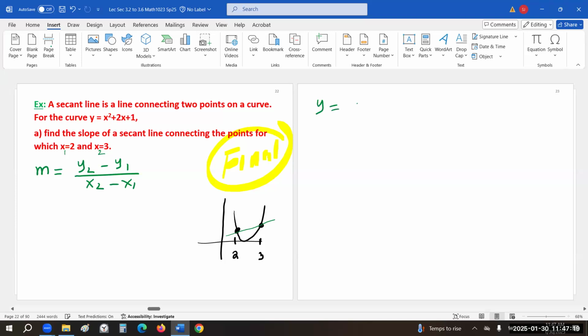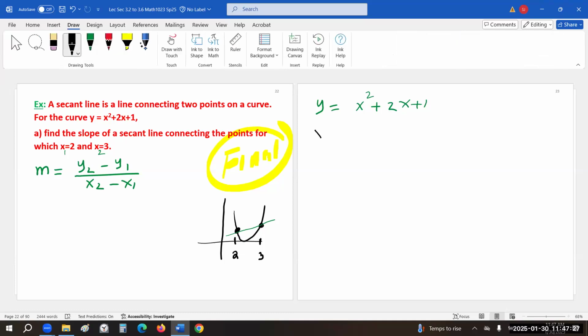Our y is x squared plus 2x plus 1. They're telling us our x1 is 2. That means we can find y1 from there. If we know x1 is 2, what would be the y1 for that x1? X1 is 2, we already know that they gave us directly. Oh. We are finding the y1 for that x1.